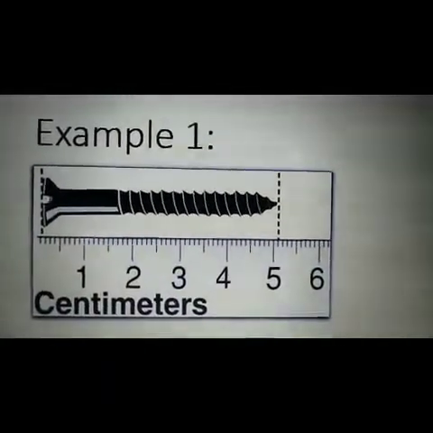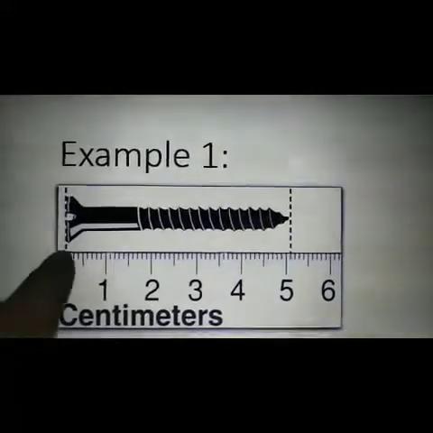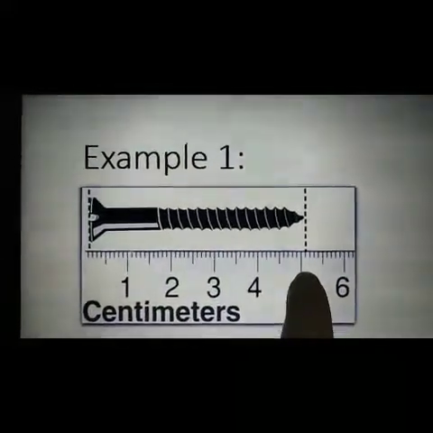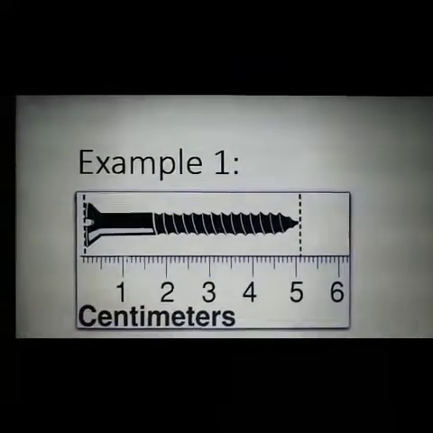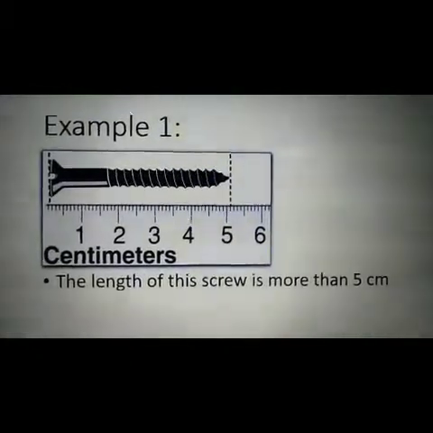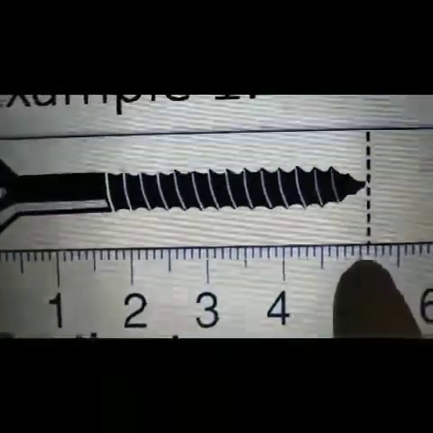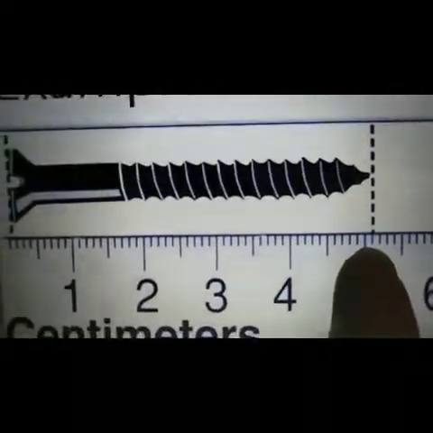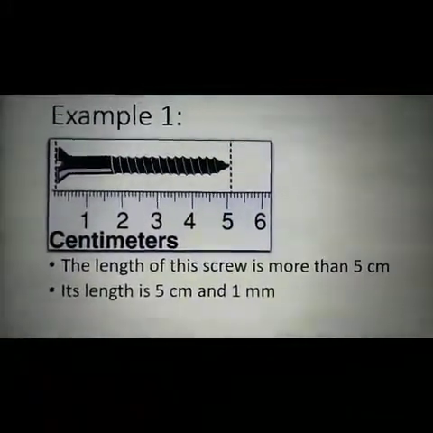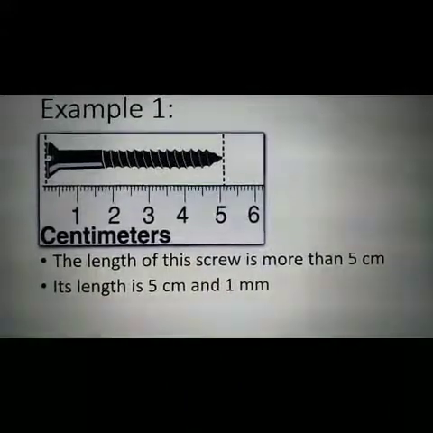Now, take a look at this screw and find out its length. You can notice that the two ends of the screw come between number 0 and more than number 5. So we can't say that the length of the screw is only 5. The length of the screw is more than 5 centimeters. If you look again here, you will see that this small line equals 1 millimeter as we learned in the previous slide. So we can say that the length of the screw is 5 centimeters and 1 millimeter.